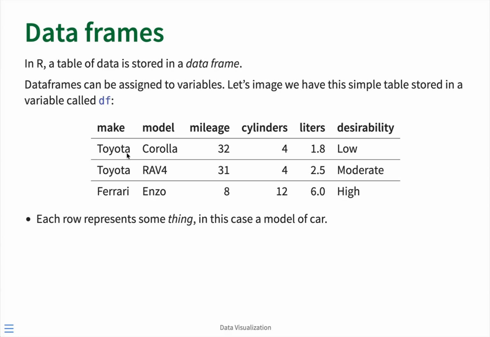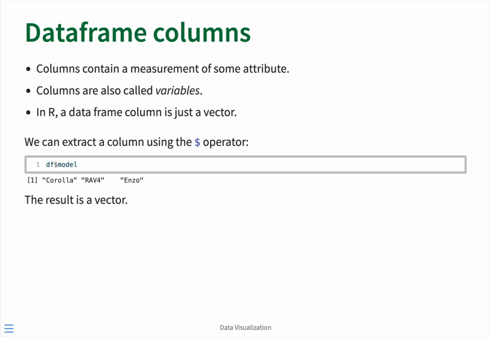In this case, each row of this data frame represents something, in this case, a particular model of car. The columns of data frames contain measurements of some attribute. We can also refer to columns as variables, which are not to be confused with the variables within the R programming language. The other thing to remember is that a data frame column is essentially just a vector, and we can extract it using the dollar operator.